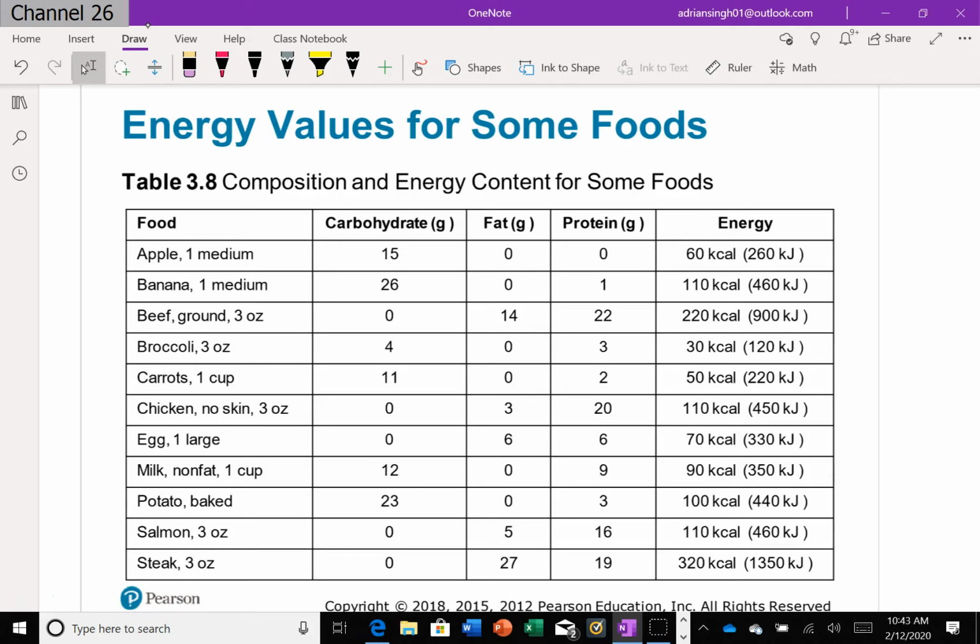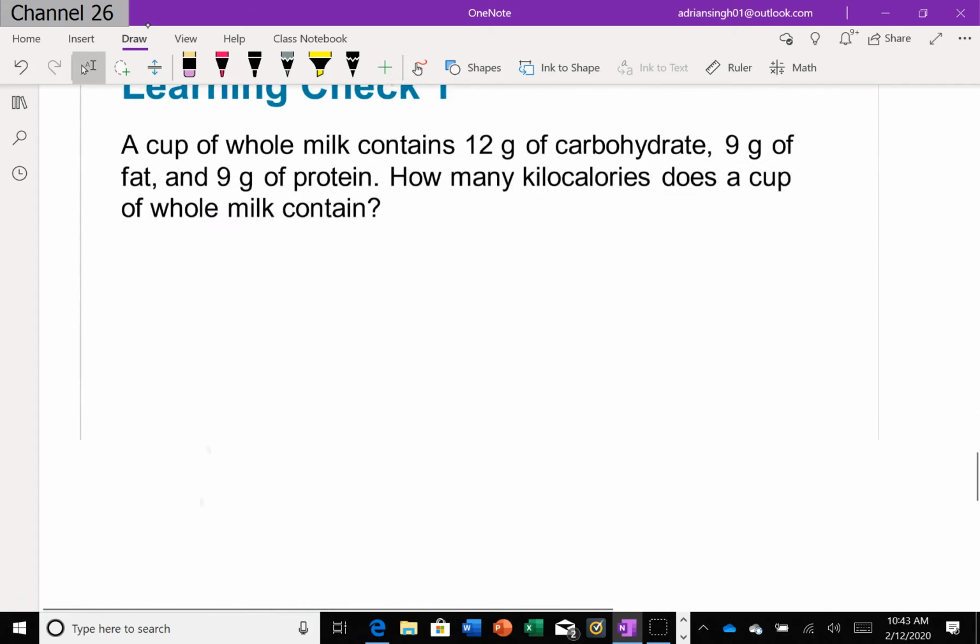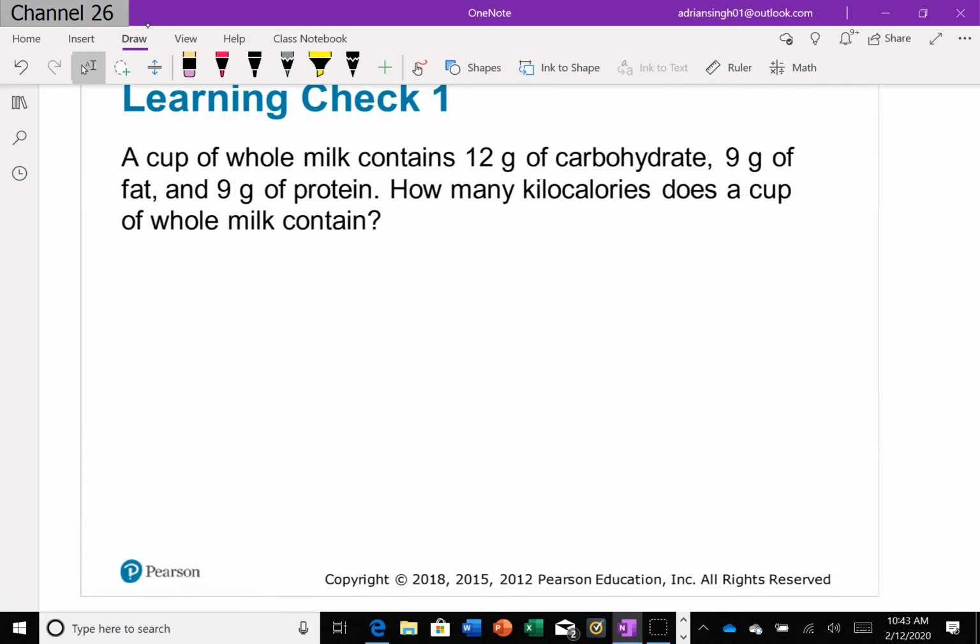So for instance, something that has a lot of fat in it, like a steak, with 27 grams of fat, is going to have a lot more energy associated with it than something that only has sugars in it, like an apple, which only has carbohydrates, no fat, no protein. And the energy content here is a lot less. So knowing what the components of a food sample are, we can actually calculate how much energy that food should generate. All right, so let's take a look at an example.